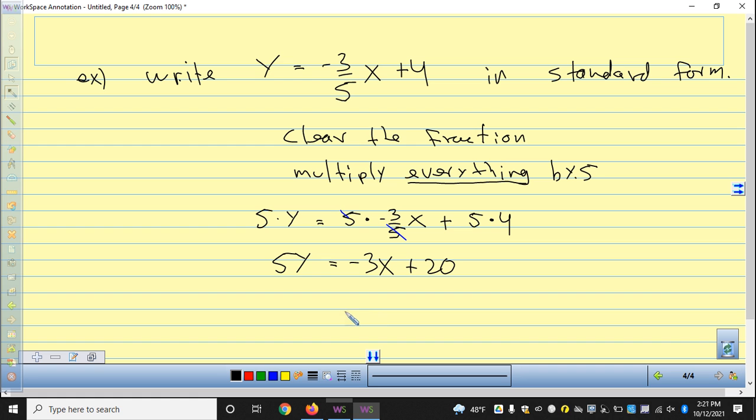I want the x and y together on one side for my standard form, because standard form is Ax plus By equals C. So I'm going to add 3x to both sides. These are not like terms, so I just have to write it as 3x plus 5y equals 20.